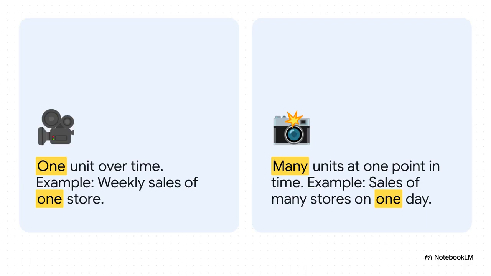And, to make this crystal clear, let's compare it to its cousin, cross-sectional data. A time series follows one thing through time. Think of it like tracking the weekly sales of a single store. Cross-sectional data, on the other hand, is a snapshot of many things all at once, like the sales of 100 different stores, but all on the same day. Basically, one is a video and the other is a photograph.